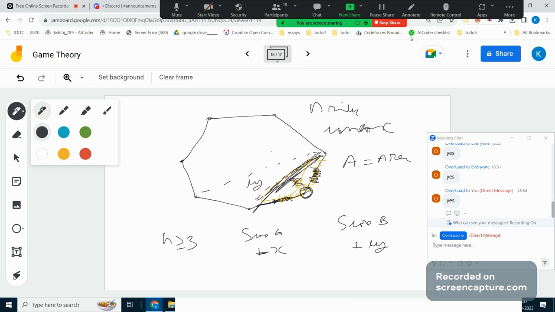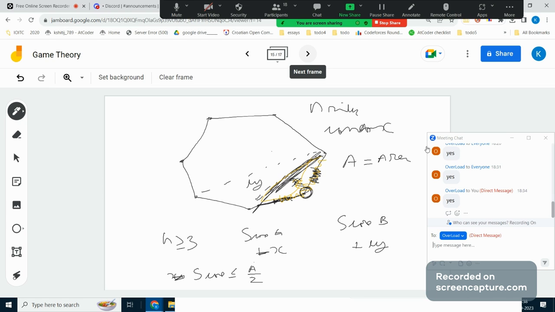And now the goal is to have your score less than or equal to A by 2, where A is the area of the entire polygon. Now notice at the end, at least one player will have a score less than or equal to A by 2, since there are only two players. And if both have more than A by 2, it's a contradiction. So did everyone get the problem?